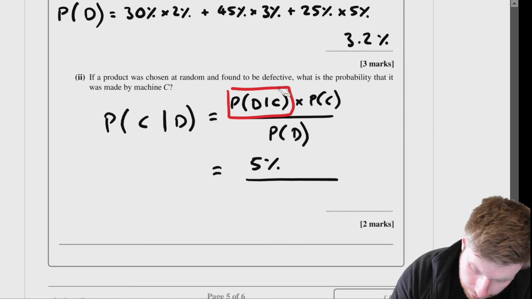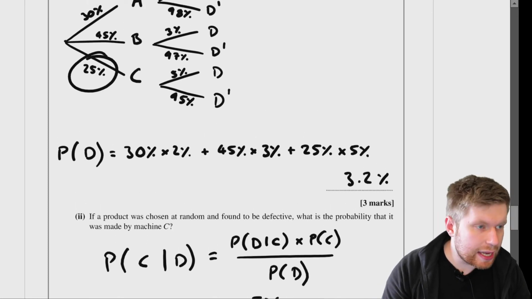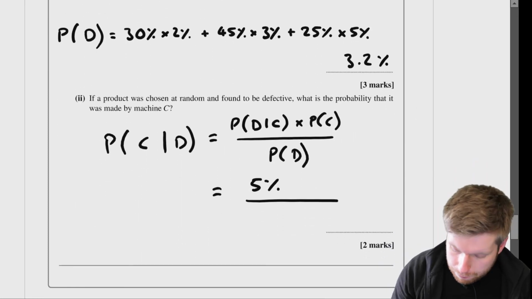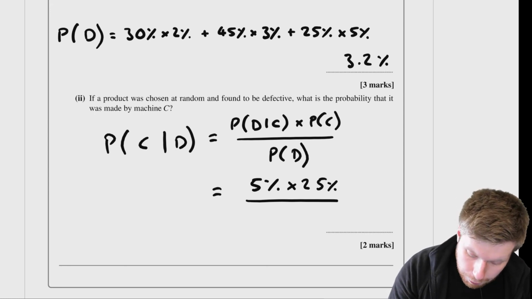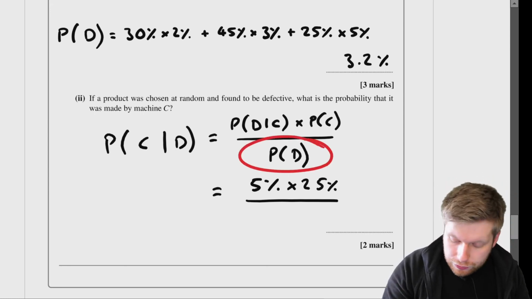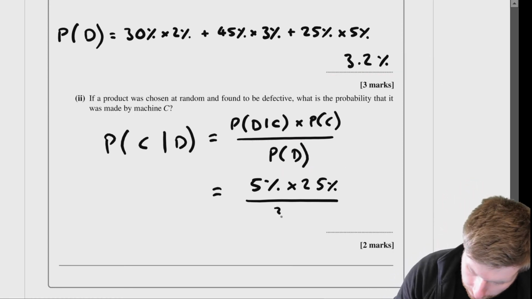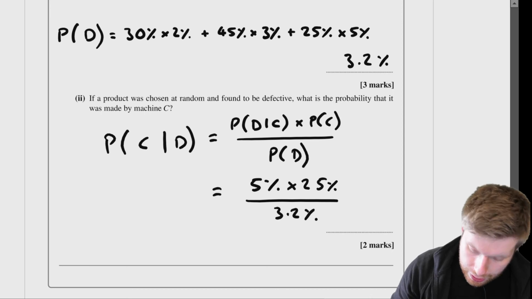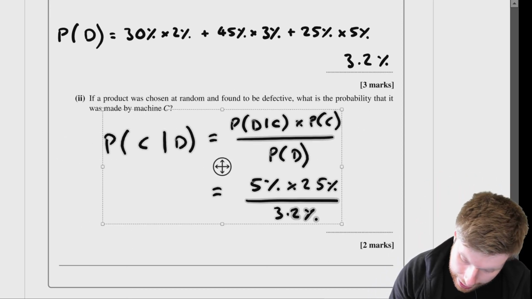Okay, then we want to find the probability that it was actually made by machine C. Well, the probability it was made by machine C was 25%. We're told that. Then we want to divide that by the probability that it's actually defective. Well, we just found that in the last question. It's a 3.2% chance of being defective. So we can divide that by 3.2%. Okay, so let's stick all that in our calculator and let's see what we get out.